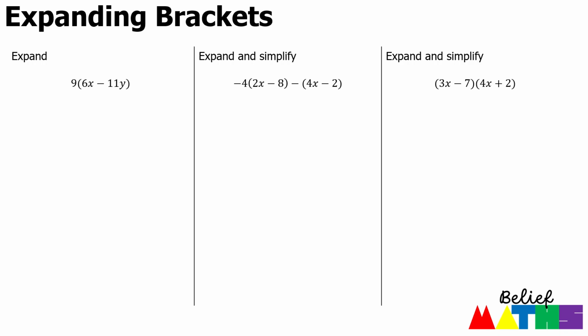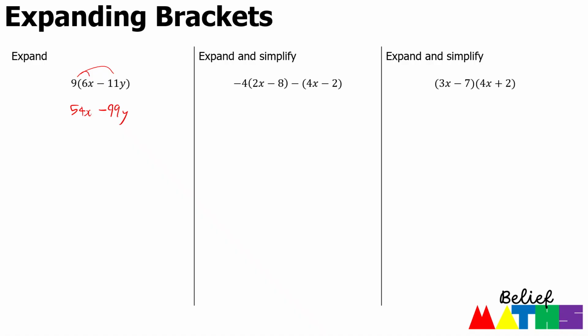Expanding brackets again can come up on any of the papers, and it can be in the middle of a question. It's just a skill to make sure we're always confident with. A calculator won't help us too much with it, but it's really useful, particularly with the second one, which I'm going to show you. So if we expand this, 9 times 6 is 54x, 9 times 11 is 99, so we get 54x minus 99y.